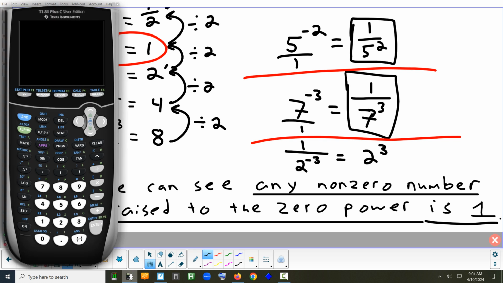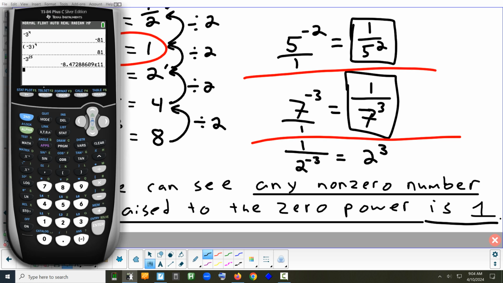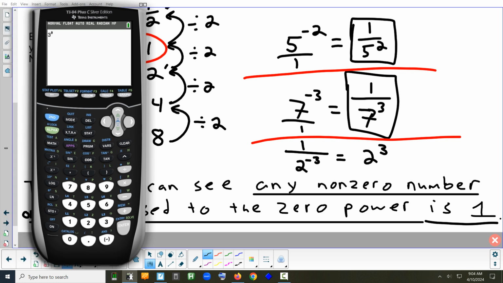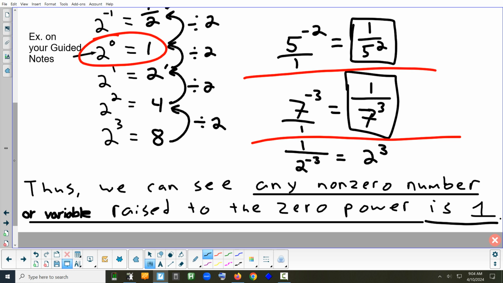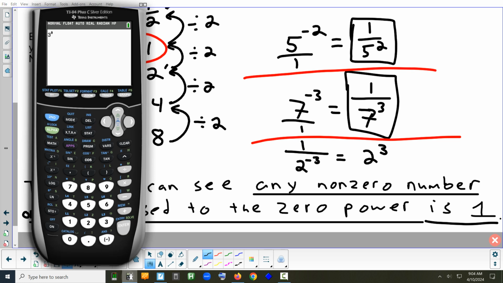Okay, so if I go on the calculator and I type in, let's say, 3 to the 0 power, when I hit enter, according to what I have written right there, what am I going to get? 3. So read that over. 1. Any number raised to the 0 power is 1. So 3 to the 0 power, 1.